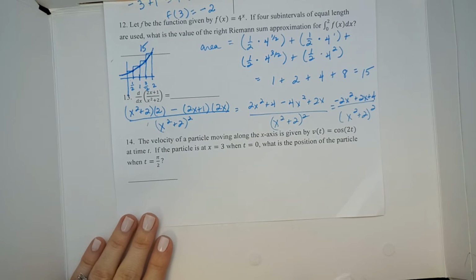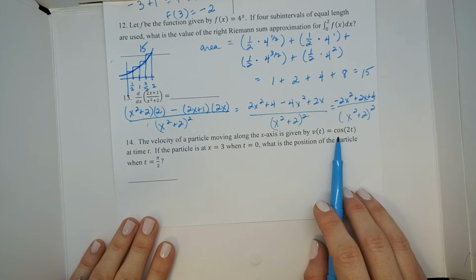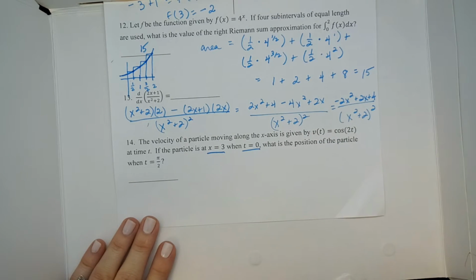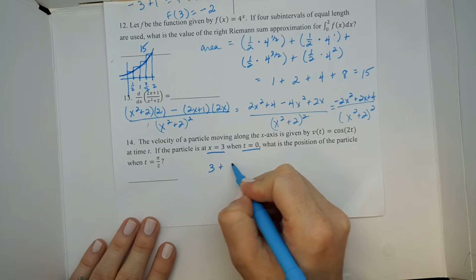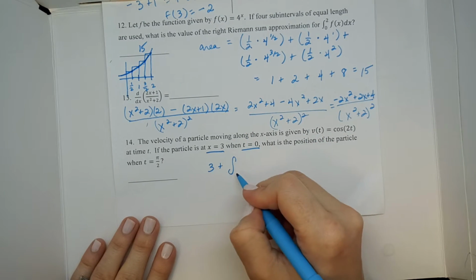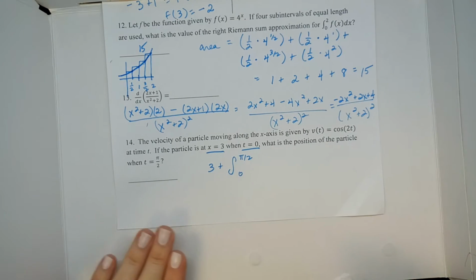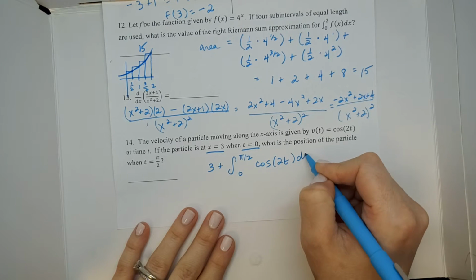Okay, on number 14, the velocity is given by v of t equals cosine 2t. If the particle is at x equals 3 when t is 0, that's your initial condition, what is the particle's position at t equals pi over 2? So again, if you have an initial amount here, you need to add it to the integral, because we're going from velocity back to position. So we have the integral from 0 to pi over 2, and you put your function here, cosine 2t dt.